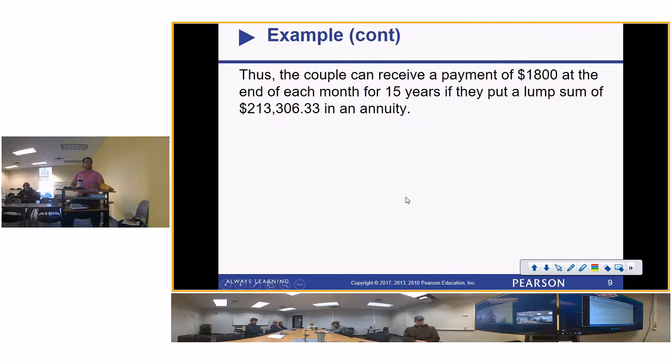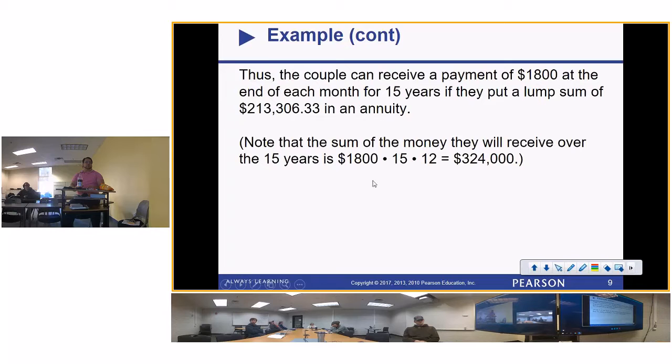All right. Thus, the couple will receive a payment of $1,800 at the end of each month for 15 years if they put in a lump sum. Note that the sum of the money they'll receive over 15 years is 1,800 times 180. There it is, $324,000.